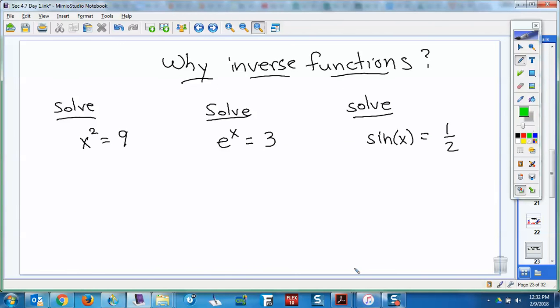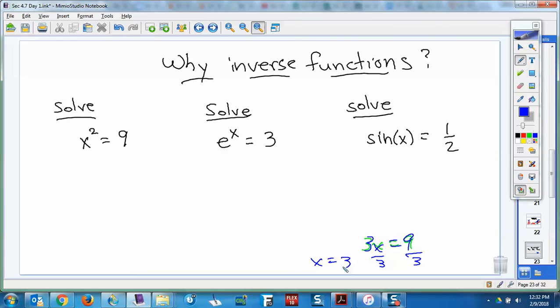So the question is, why inverses? Why do we even need inverses? Well, it's really about solving equations. If you think about solving 3x equals 9, what do we do to both sides? We divide by 3. Why? Because that's an inverse operation.